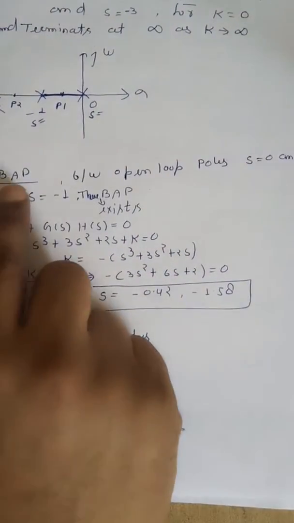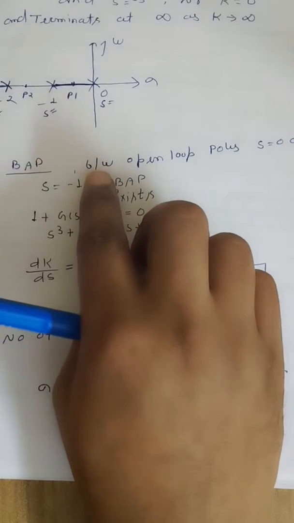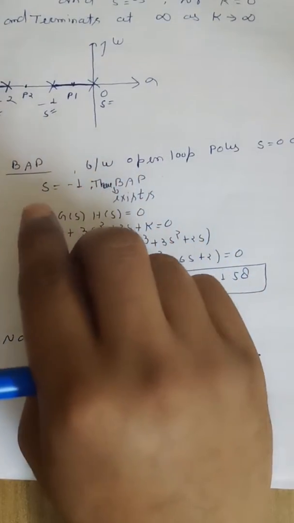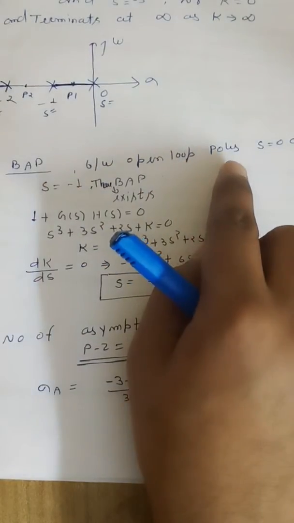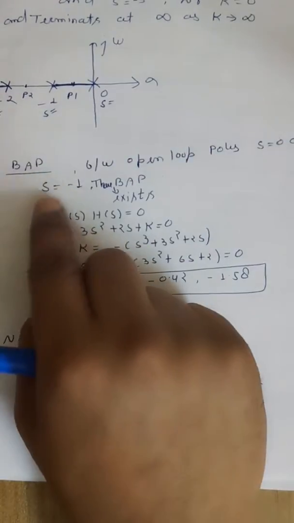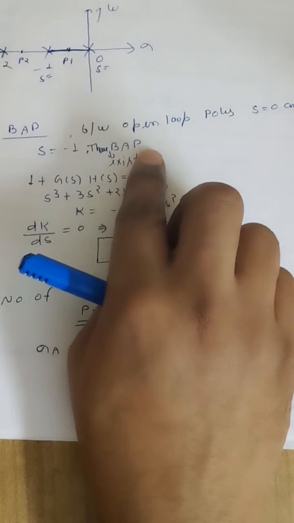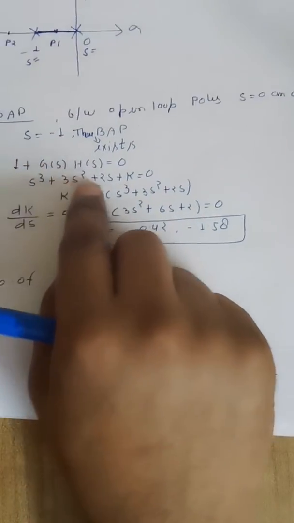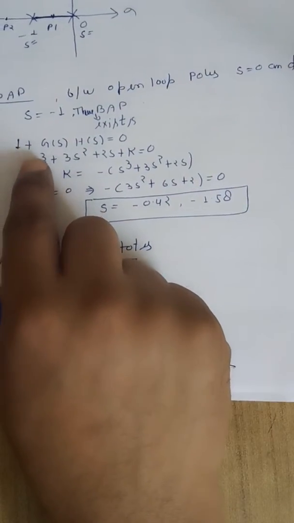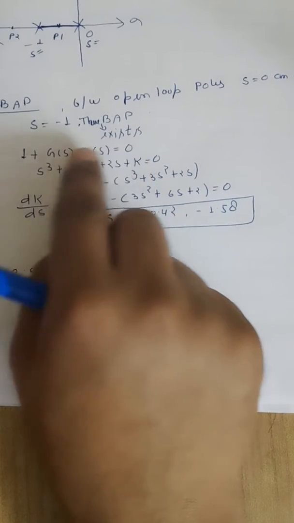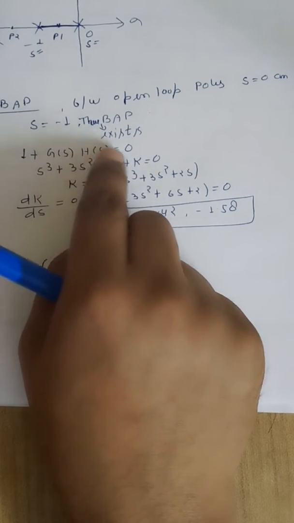So already I have written the breakaway point will lie between s equal to 0 and s equal to -1. Now let us see how we can calculate the breakaway point. For calculating the breakaway point, first we will define a characteristic equation with the help of 1 plus G of s H of s equal to 0.